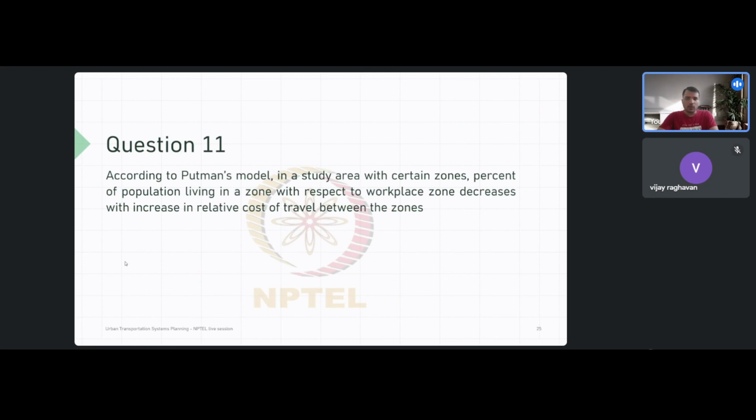Question 11. According to Putnam's model, in a steady area with certain zones, percent of population living in a zone with respect to workplace zone decreases with increase in relative cost of travel between the zones. True or false. Can I have a response for this?